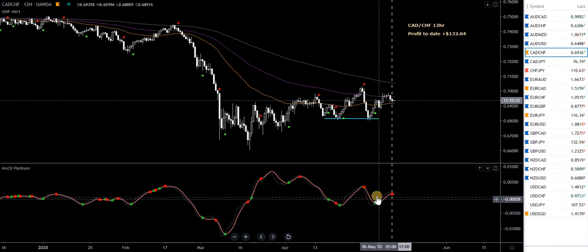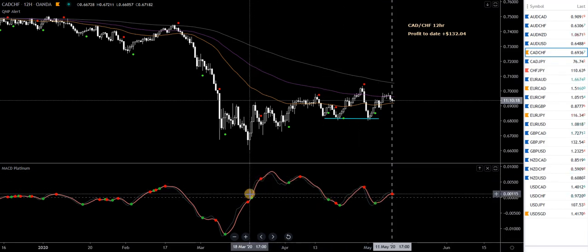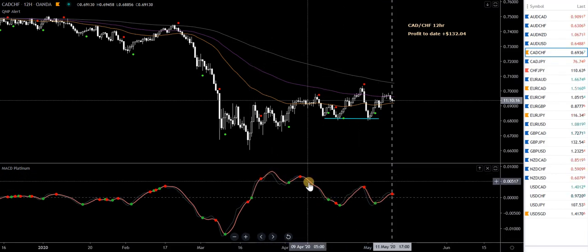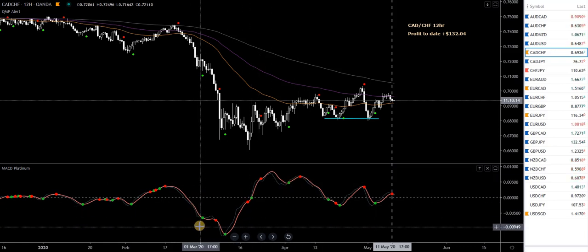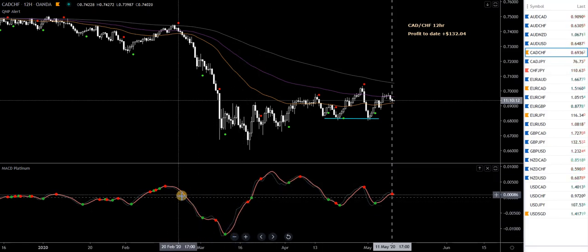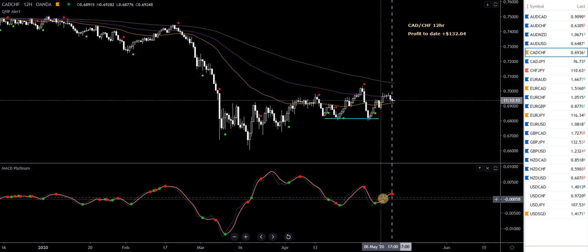And generally I like to see the MACD Platinum above the zero level for sells and below the zero level for buys. So that's the zero level, this grey dotted line. So that's the gist of this indicator.